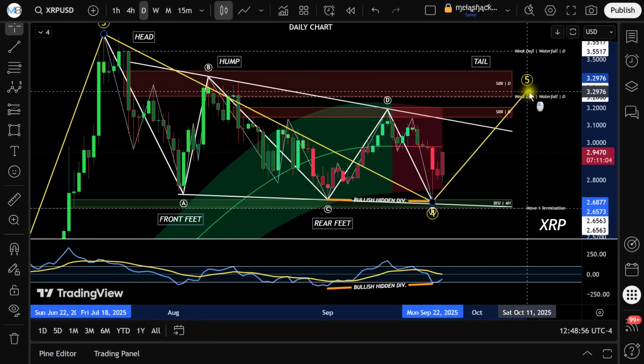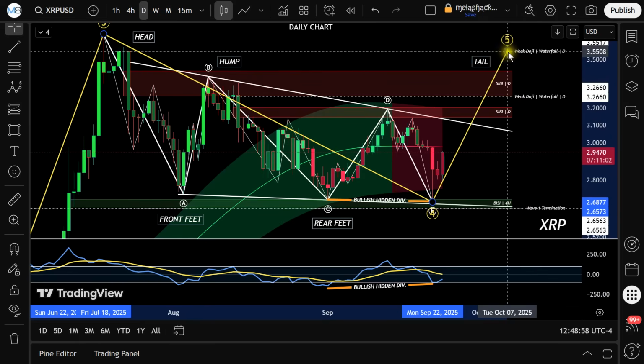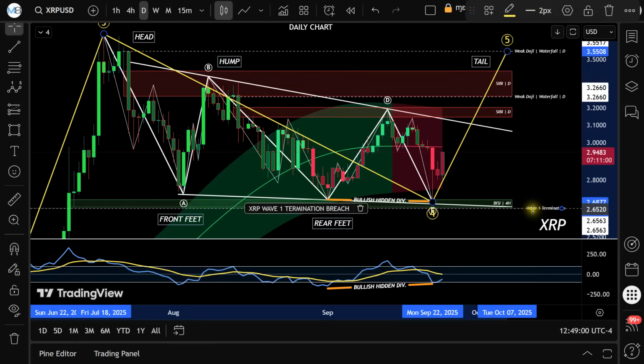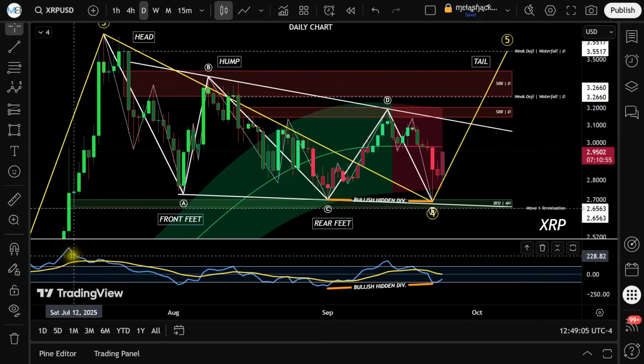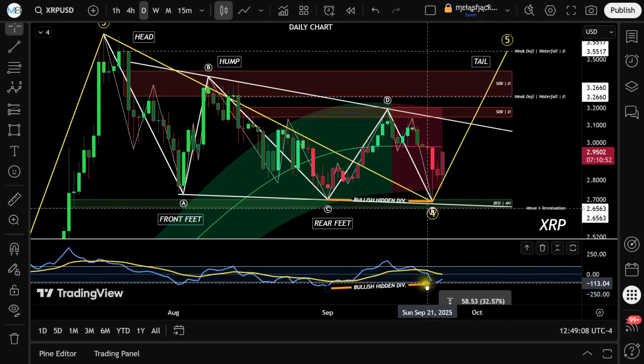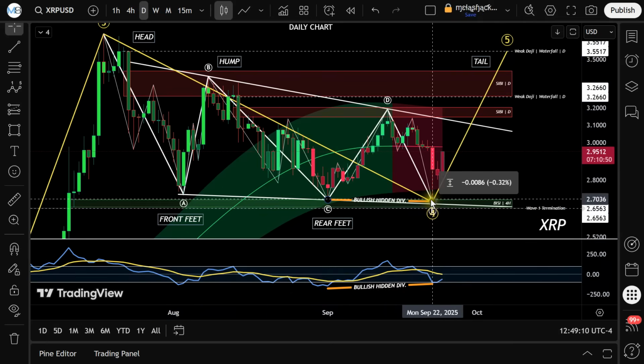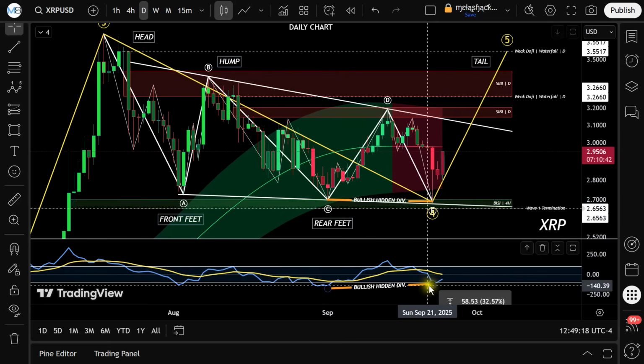So if this wave count is going to be invalidated, this is likely where it's going to occur, right here at the wave 1 termination. And by using the CCI, I've spotted a bullish hidden divergence right here on the chart at this very point, where the E wave termination and the primary fourth wave termination are all in alignment with each other.